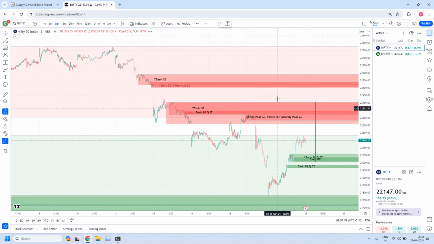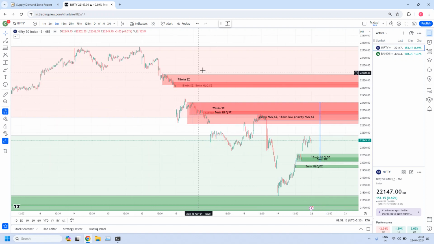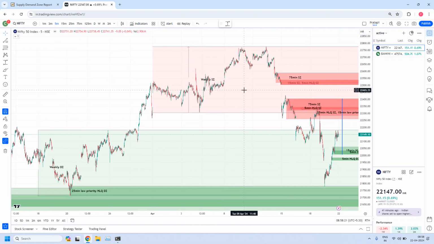And if this is violated, we don't know how strong the next one is going to be. Here we have only 5 minutes high liquidity, fine tuned. If this 75 minutes can hold, then probably if this is violated, the next one could be the range. Otherwise, if this is also violated, probably Nifty will again go to the all-time high.